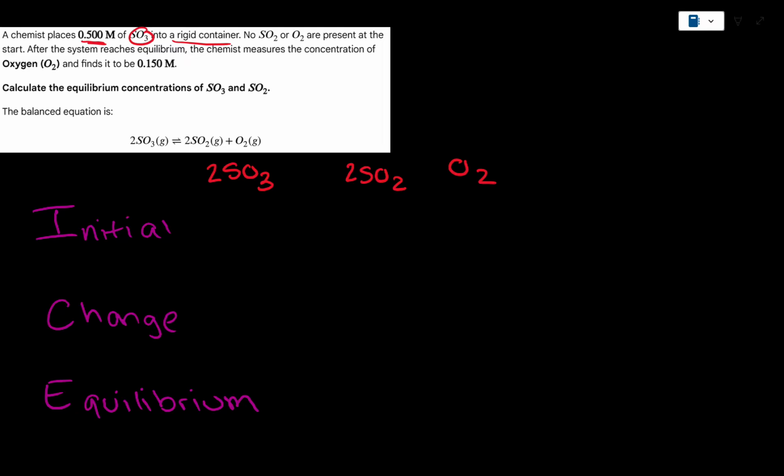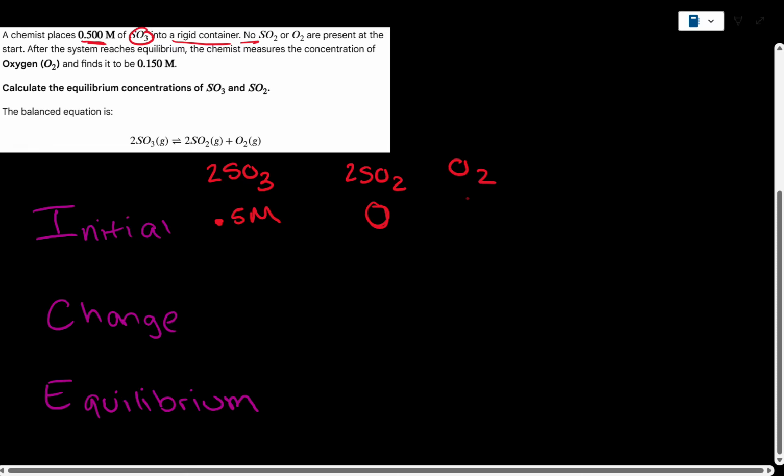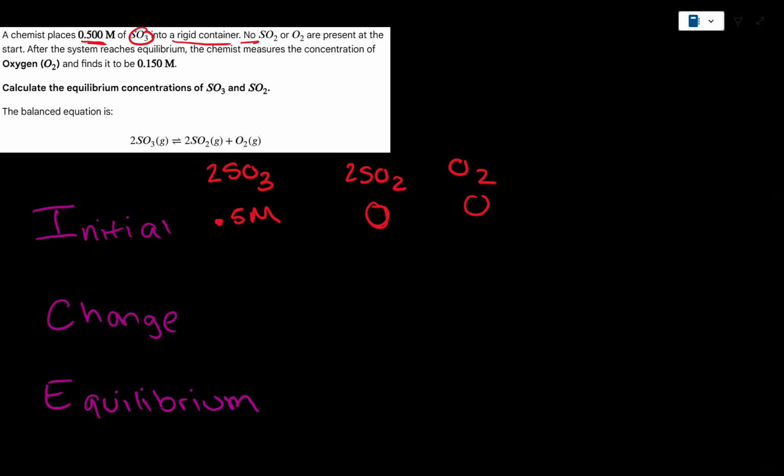So the initial: it says a chemist places 0.5 M of SO3 into a rigid container. So that tells us what the initial is for SO3. So we're going to put 0.5 M. And then the question says no SO2 or O2 are present, so that means these are going to be 0. Which makes sense because they're both products, and you can't have any product before the reaction has even started. So it makes sense for it to be 0.